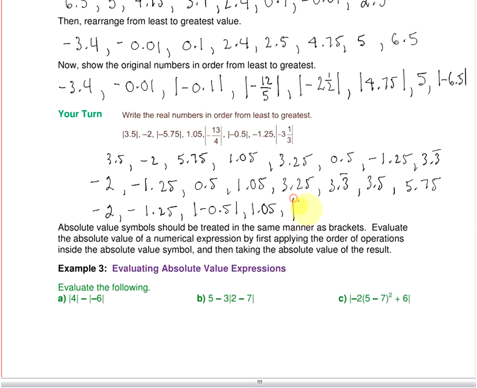Okay, and the original numbers are negative 2, negative 1.25, absolute value of negative 0.5, 1.05, absolute value of negative 13 over 4, then the absolute value of negative 3 1/3, and then, sorry, absolute value of 3.5, and then the absolute value of negative 5.75.